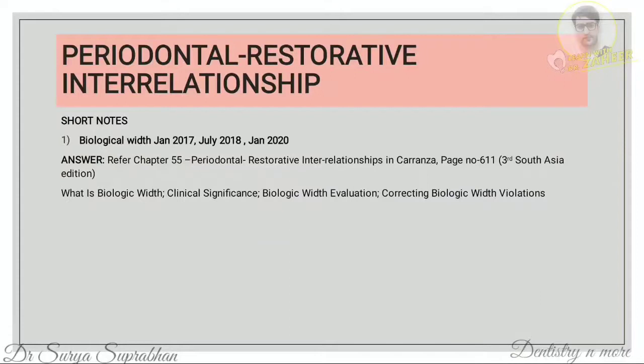Then coming to the last chapter, that is the periodontal restorative interrelationship, biological width. So biological width also you can find in chapter 55, periodontal restorative interrelationship, page number 611. So here first you have to write what is biological width, and then you have to write the clinical significance of biological width. Then how do you evaluate biological width, that is with the help of transgingival probing or sounding. And then in case if the biological width is violated, how do you correct it? So all these headings should be included under biological width.